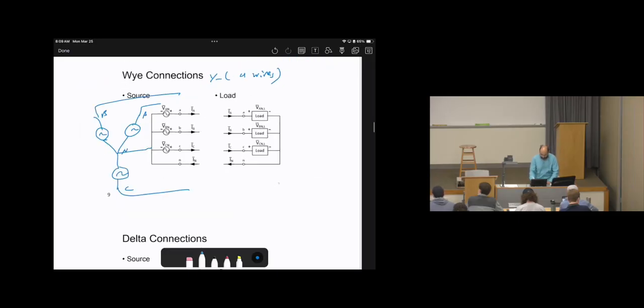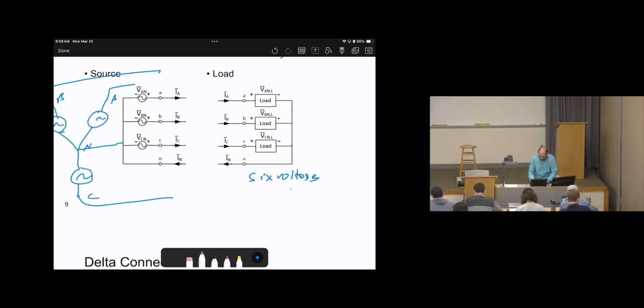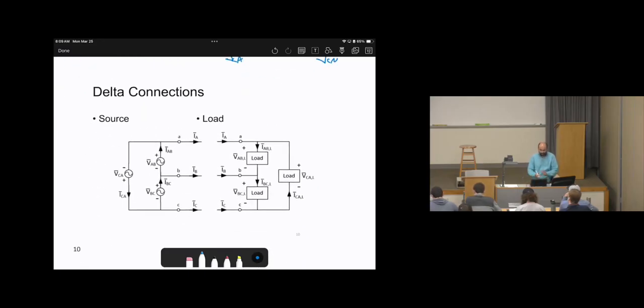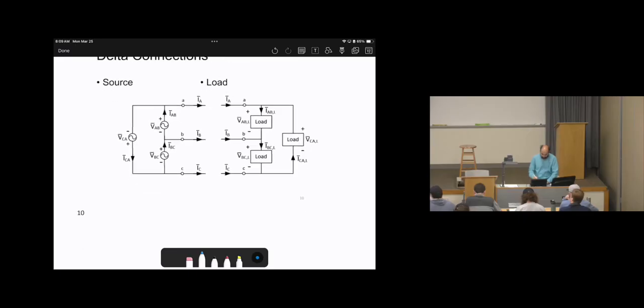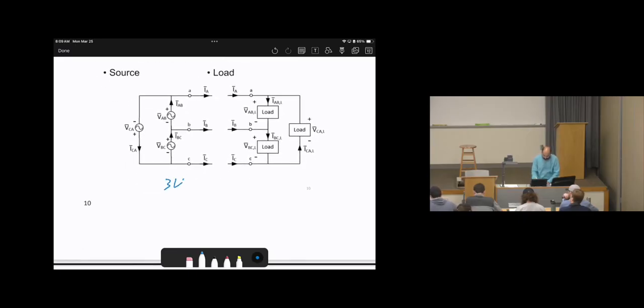Again, in Y, here we will have 6 voltages. These 6 voltages are based on 3 line-to-line, 3 line-to-neutral. So line-to-line VAB, VBC, VCA, then line-to-neutral VAN, VBN, VCN. Then the next connection, delta. Here in delta, we don't have a neutral, therefore we will have only 3 line-to-line voltages.